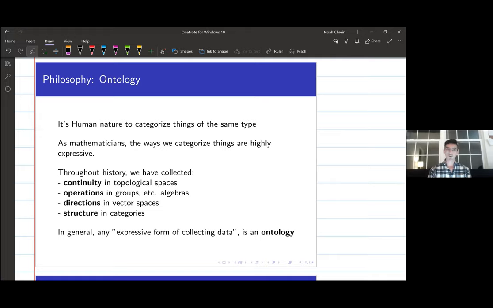The most notable example of this is a category. If you think about it formally, take a small formal category: the elements of this category are just objects. We're lucky if we even give them labels. They are just points. And yet, we can claim to understand them as having structure. We talk about the category of topological spaces. What makes it a topological space as opposed to just an arbitrary object? We talk about the category of groups, et cetera. So in general, when I say ontology, I mean all of these things and more. It's just an expressive form of collecting data. So a topological space is an ontology, a group, a vector space, and categories are ontologies.